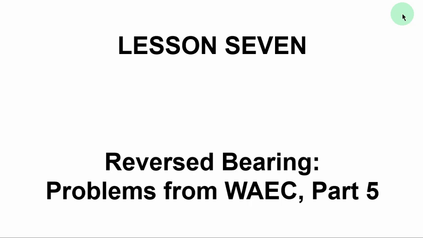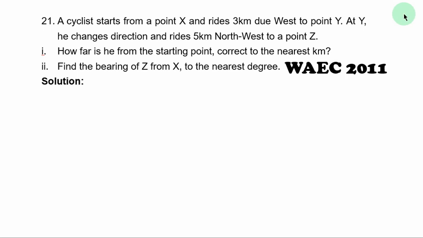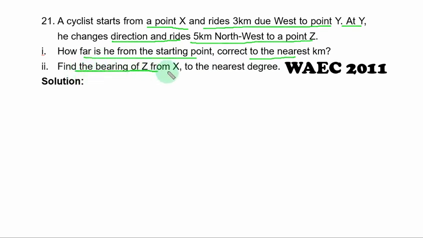Lesson 7, Reversed Bearing, Problems from WAEC, Part 5. We have example 21. A cyclist starts from a point S and rides 3 kilometers due west to point Y. At Y, he changes direction and rides 5 kilometers northwest to a point Z. Roman figure 1, how far is he from the starting point correct to the nearest kilometer? Roman figure 2, find the bearing of Z from S to the nearest degree.